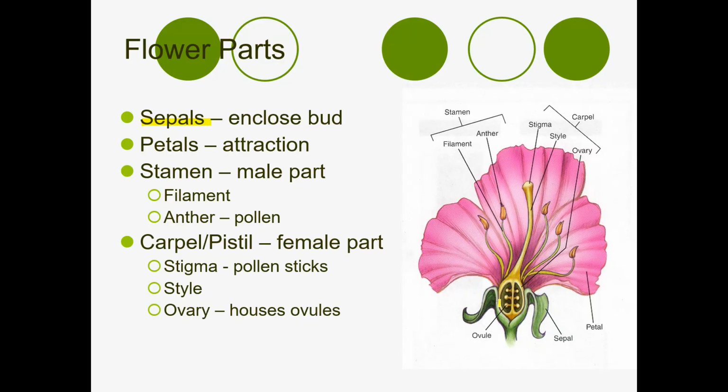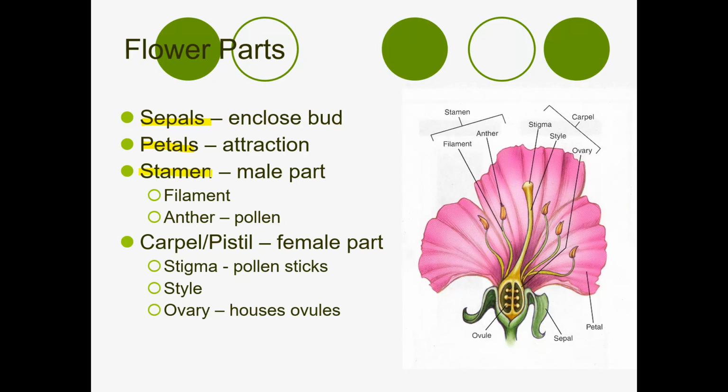So the sepals are these little green leaves down here. They aren't always green, but this is the part that encloses the bud. So when you see a flower bud before it blooms, those outermost layers that kind of close that in are called the sepals. The petals are all about attracting pollinators. That's why they're normally colorful or they have a smell. Sometimes it's good, sometimes it's not good.